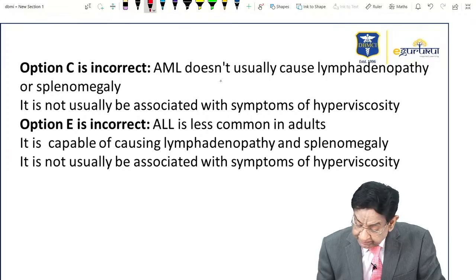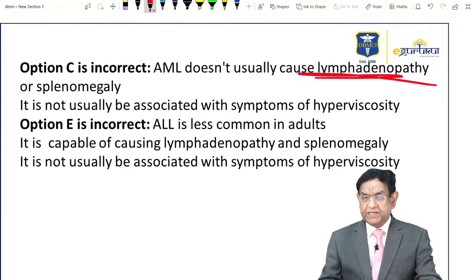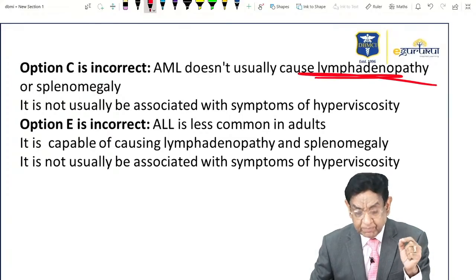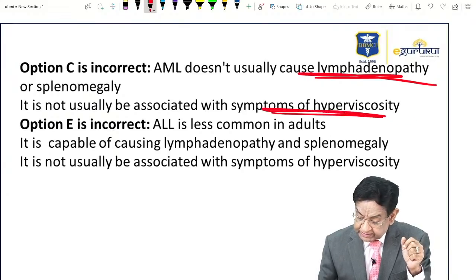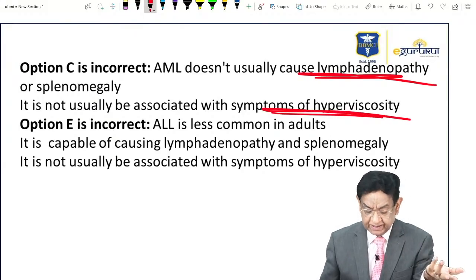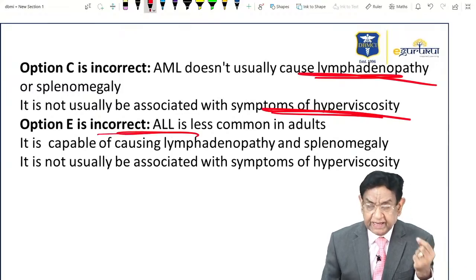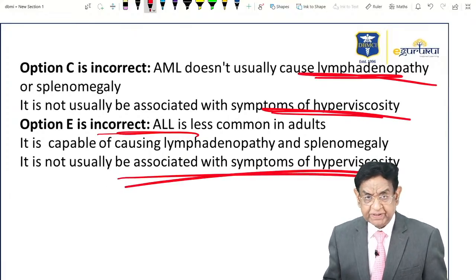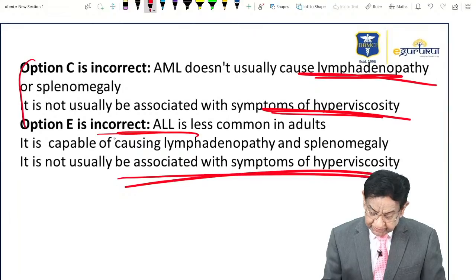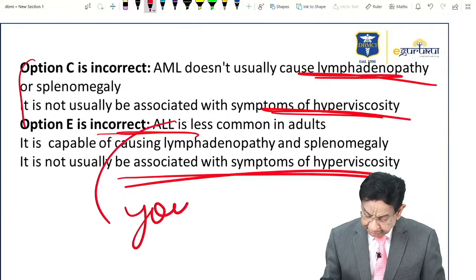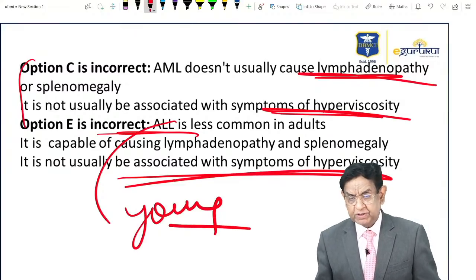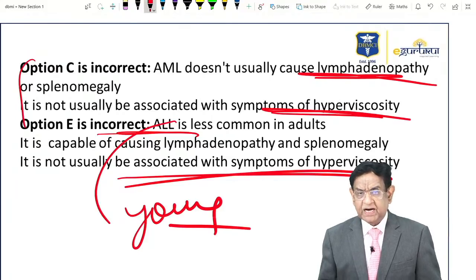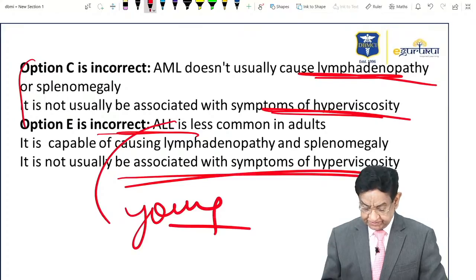Acute myeloid leukemia usually does not lead to lymph node enlargement or splenomegaly; it is not a common feature. And moreover, symptoms of hyperviscosity are not there. Including ALL: in ALL lymph nodes and spleen may be enlarged, but symptoms of hyperviscosity will not be there. Moreover, ALL is a disease of young people below 10 years, so it's already ruled out. Anyway, features of hyperviscosity, frontal headache and blurring of vision, are not seen in any of these conditions.